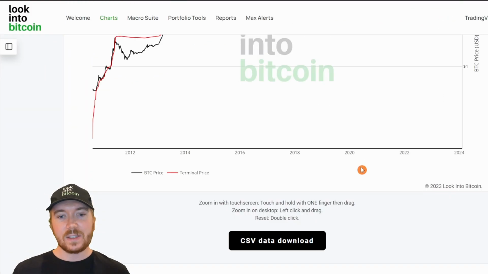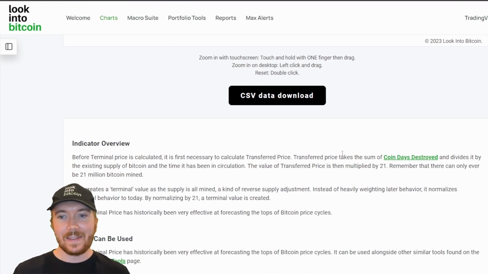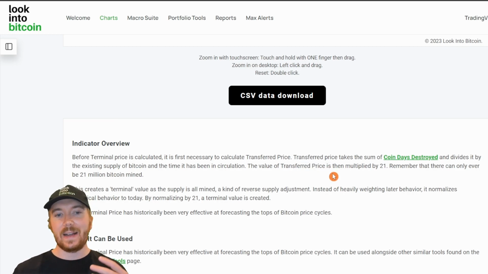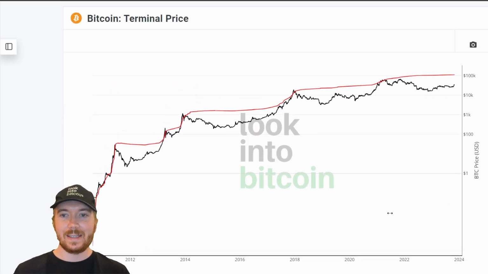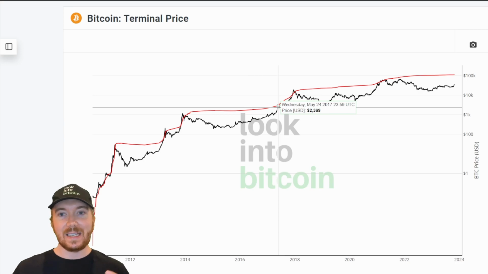Now this is looking at a somewhat similar metric actually. It's once again taking the coin days destroyed metric, dividing it by the amount of Bitcoin in circulation at the time of transfer. So for example, if I sent one BTC that I held for 1 day right now, there's currently 19.5 million BTC in circulation. So we could take those values and then we're multiplying all of that aggregated data by a value of 21. Now this is due to the fact that there'll only ever be 21 million Bitcoin in circulation. So once we multiply or normalize by a value of 21, we get a really good and accurate metric that actually has predicted every single one of Bitcoin's price action peaks.